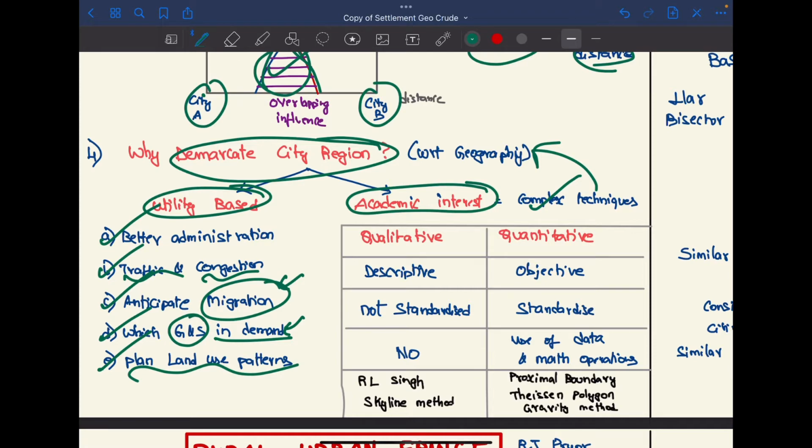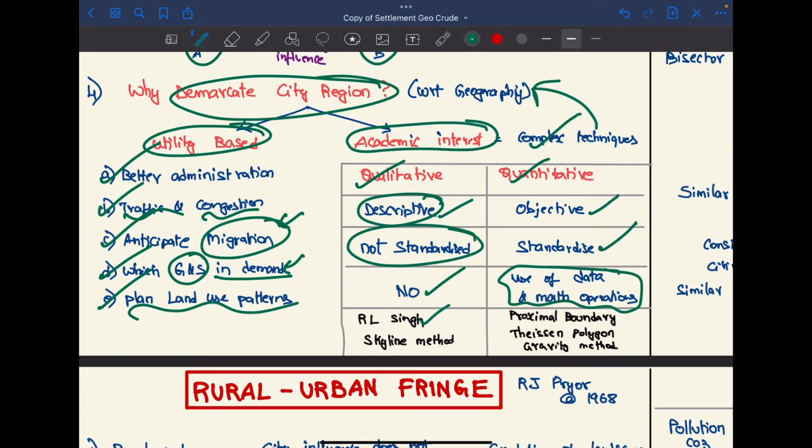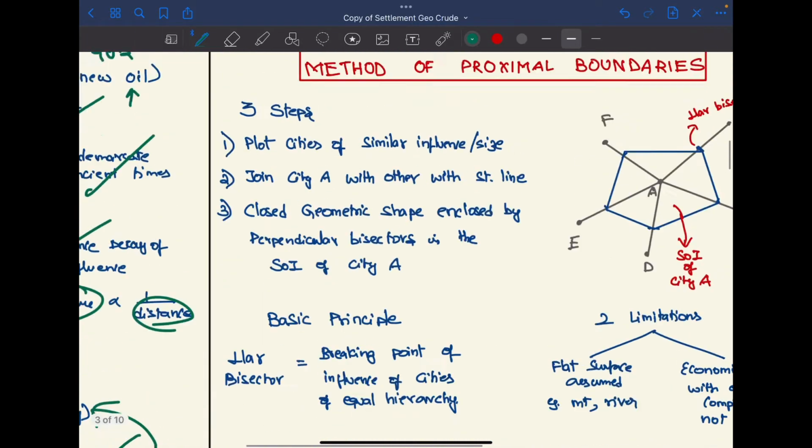So we have two types of methods, qualitative and quantitative. Qualitative methods are descriptive and subjective, and are not standardized. They do not use any data and mathematical operations. Quantitative methods are more objective. Since they use data and mathematical operations, they are standardized. An example of the qualitative is the R.L. Singh method, who uses the skyline method. Here we have the proximal boundary method, Thiessen polygon, and gravity methods.